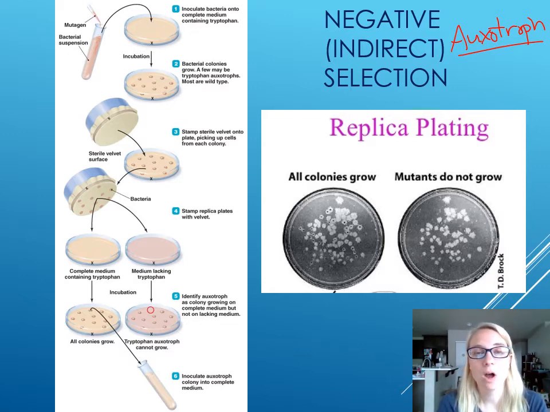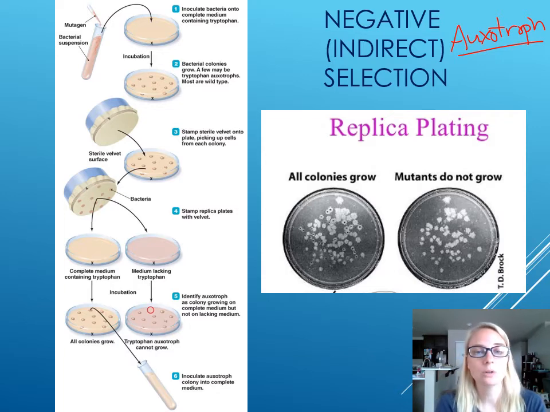Well, a tryptophan auxotroph would have lost its tryptophan operon. Maybe the promoter got mutated, or one of the genes got mutated, or the operator got mutated, or some part of the trp operon is mutated. And so the cells cannot produce their own tryptophan. And that's what we call an auxotroph. They've lost the ability to make their own growth factor.